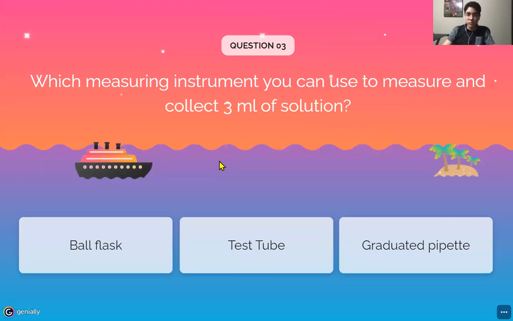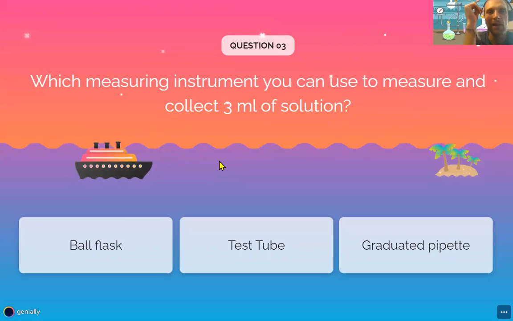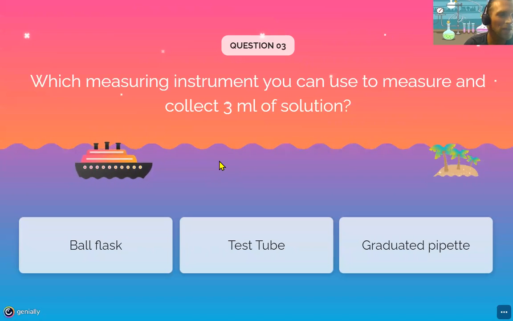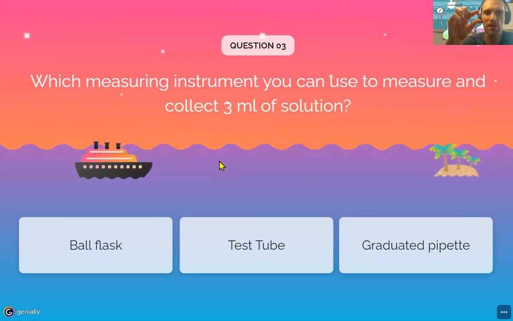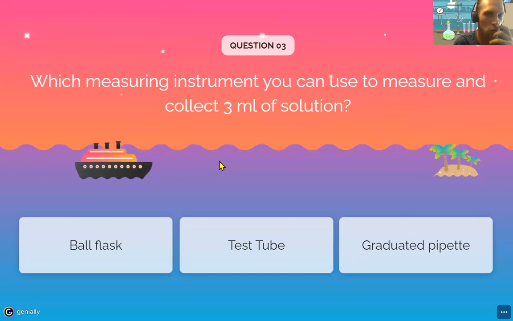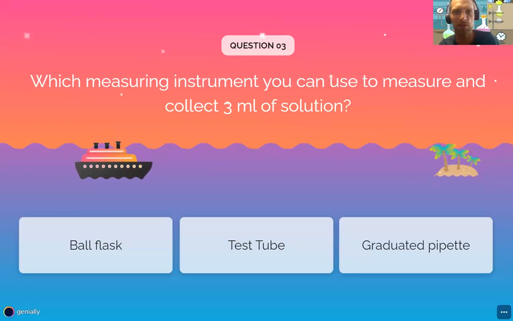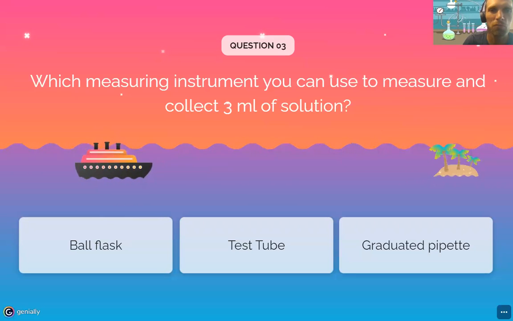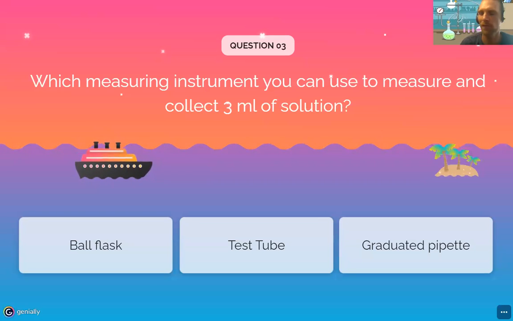Next one, Javier. Which measuring instrument can you use to measure and collect 3 milliliters of solution? I don't know, a volumetric flask. Oh, think about it, 3 milliliters is really not that much. For instance, imagine that you're sick and you take some antibiotics. Usually in the pharmacy, you get a little cup, and the dose, depending on what kind of antibiotics you use, is usually between 5 and 7 milliliters, and it's really a little thing. So a ball flask is like what you see in my background. That will not be accurate enough to do that.